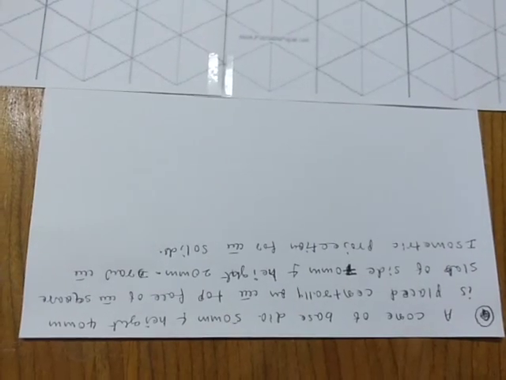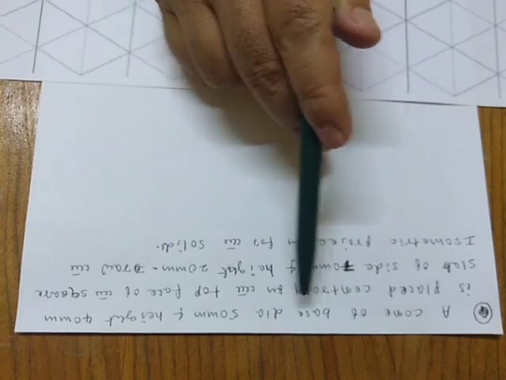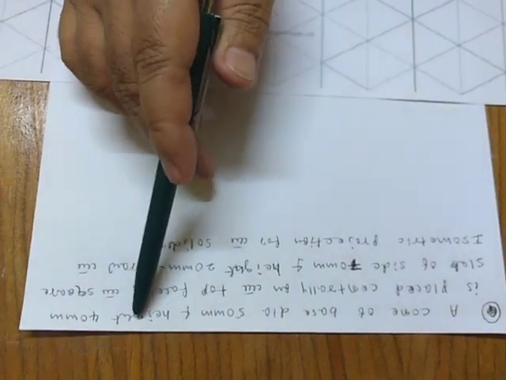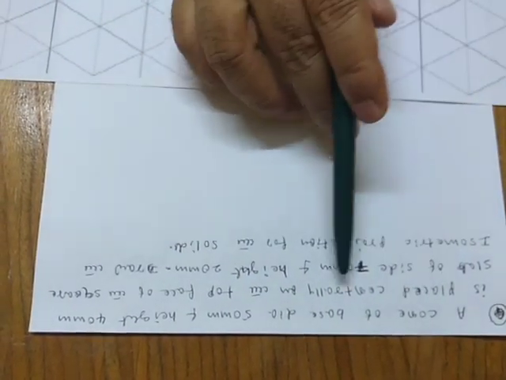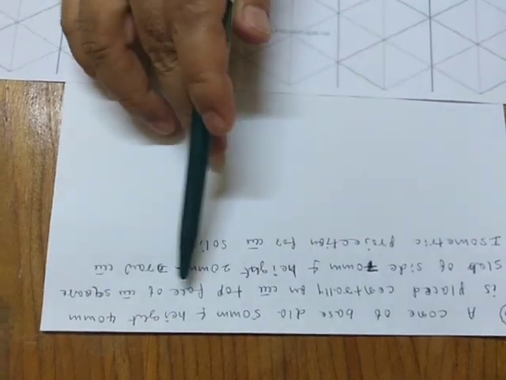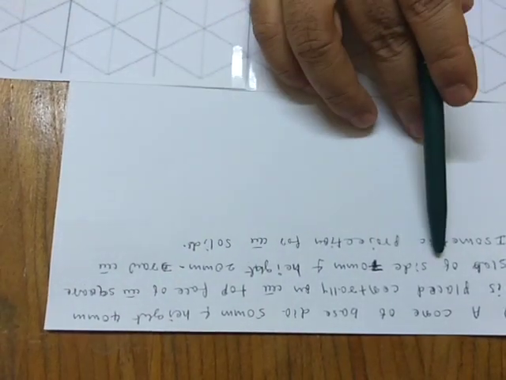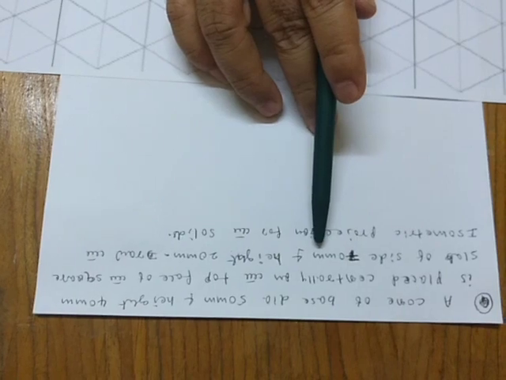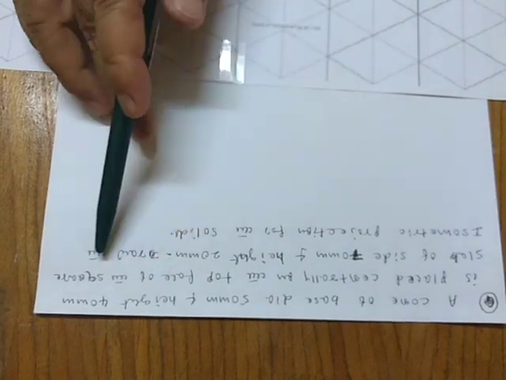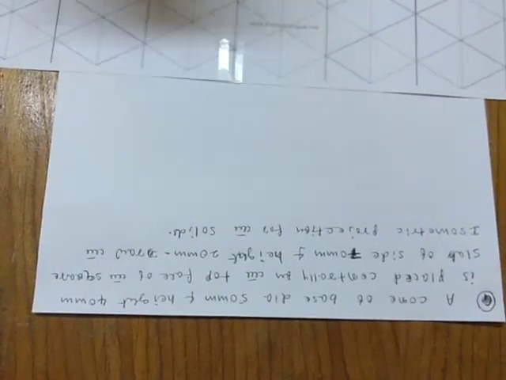Come to the second problem. The second problem is a cone of base diameter 50 mm, height 40 mm is placed centrally on the top face of the square slab of side 70 mm, height 20 mm. Draw the isometric projection for the solids.